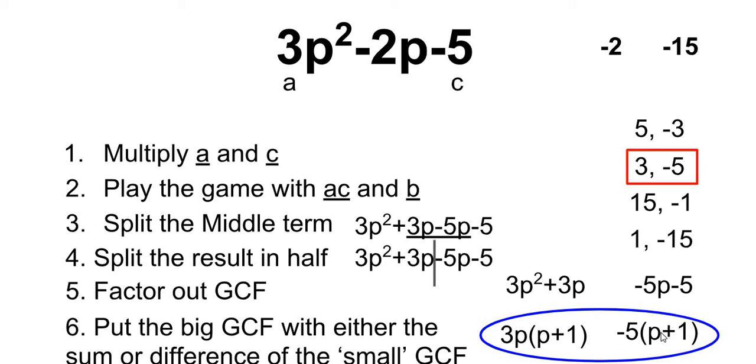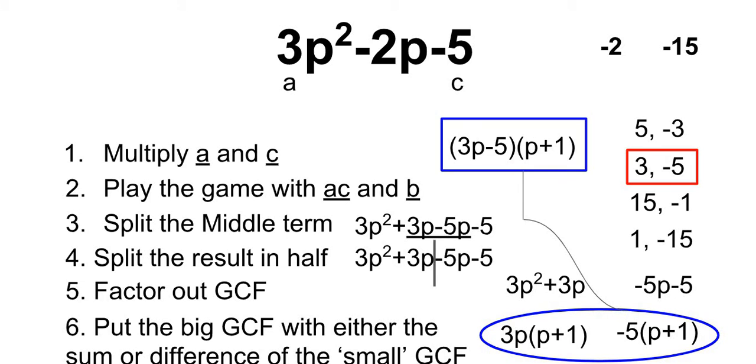You ignore one of the p plus 1s. You can choose any one. It doesn't really matter. But you're only bringing one up. So our answer for this problem is 3p minus 5 times p plus 1.